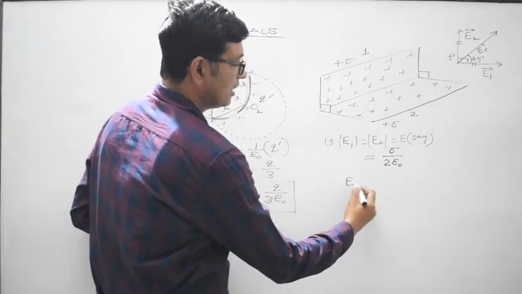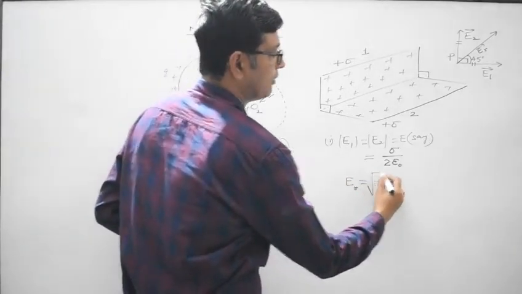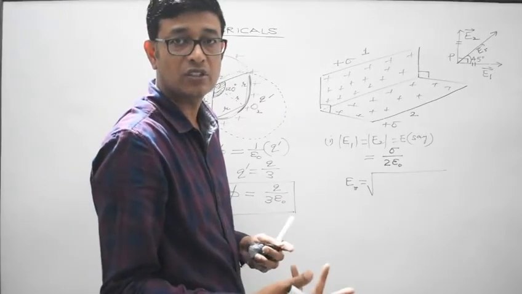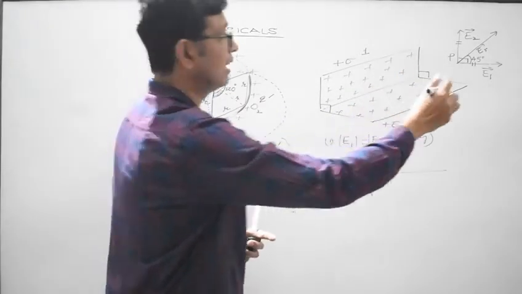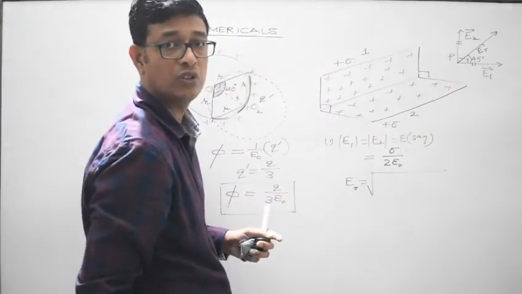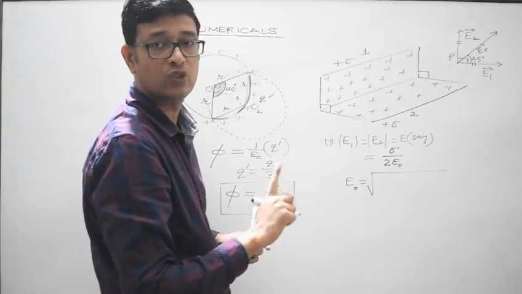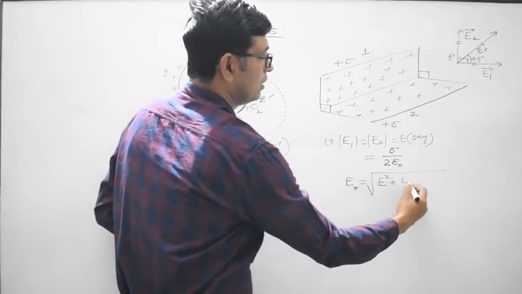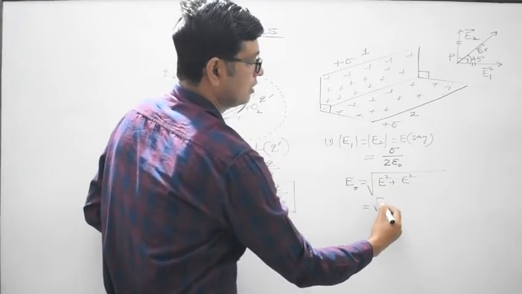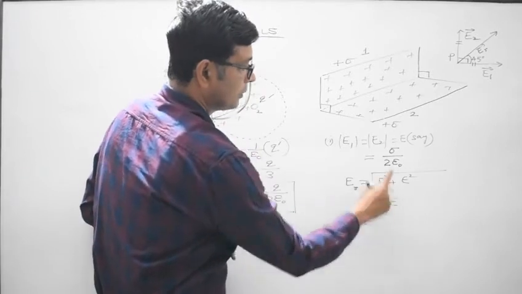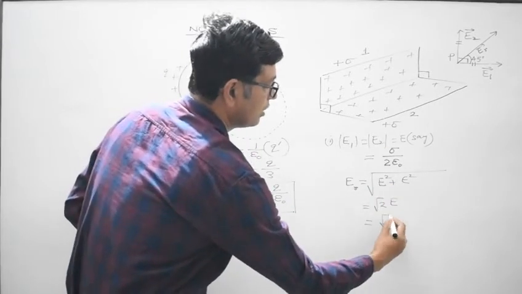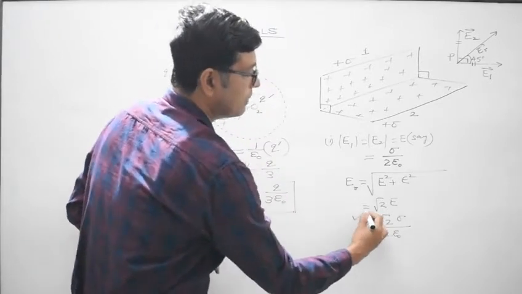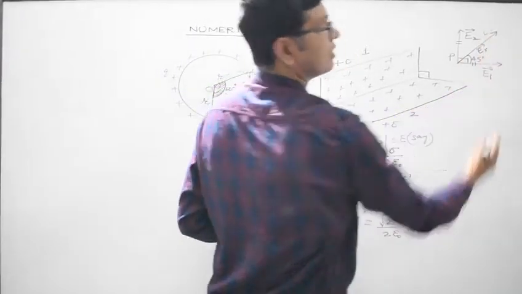So the resultant electric field at point P would be given by square root of a square plus b square plus twice ab cos theta. Here theta is 90. The angle between these two is 90. So cos 90 becomes 0. We will be left with square root of a square plus b square. And each is equal to E. So it will be E square plus E square, that is root 2 E. Substitute this value of E over here. So we get root 2 sigma divided by 2 epsilon. This will be the magnitude and this is the direction.